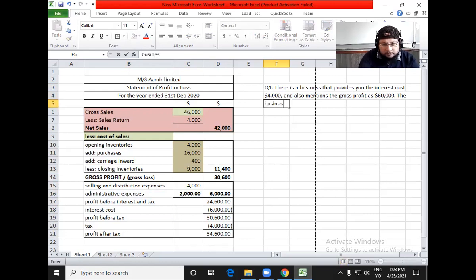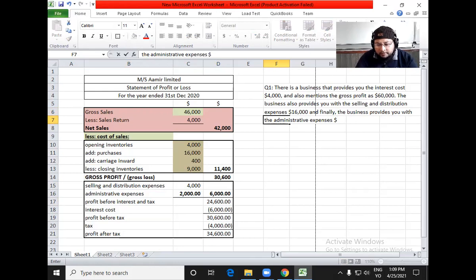The business also provides you with the selling and distribution expenses, $16,000, and finally the business provides you with the administrative expenses, $14,000.